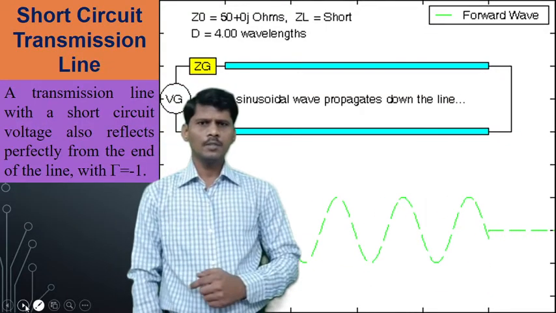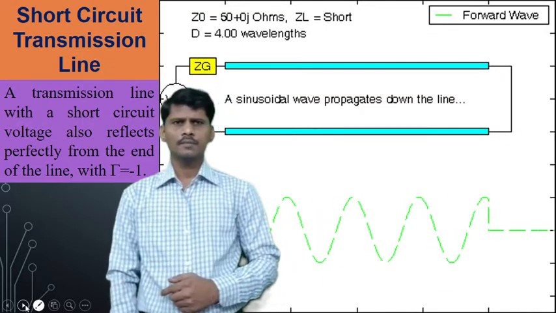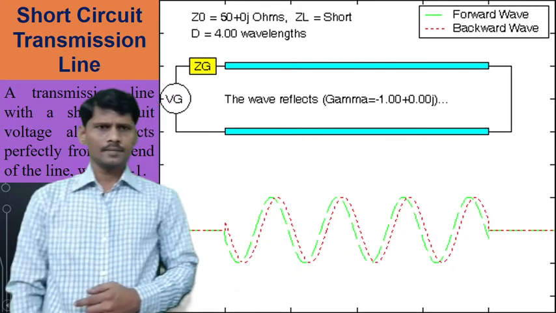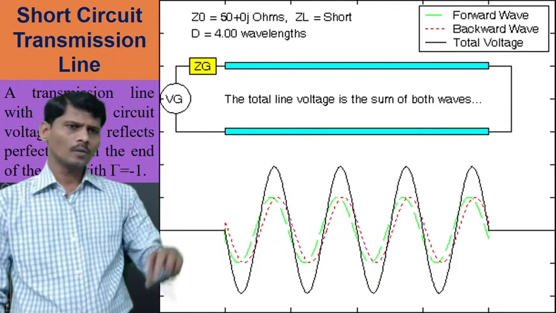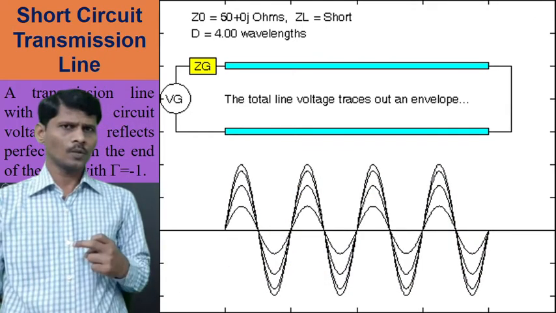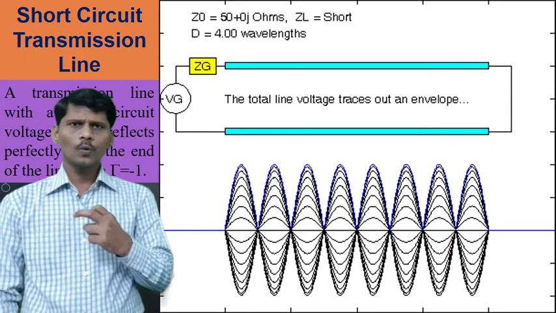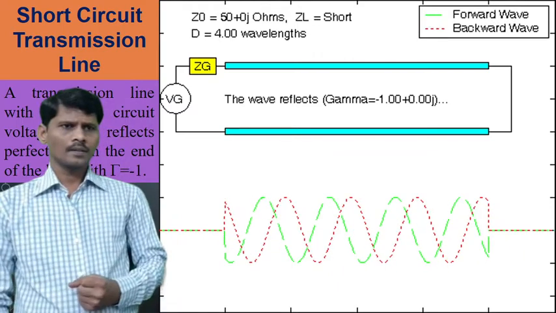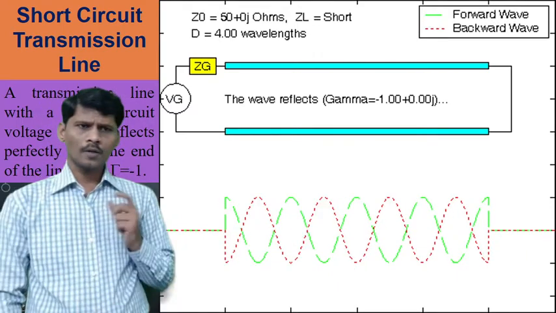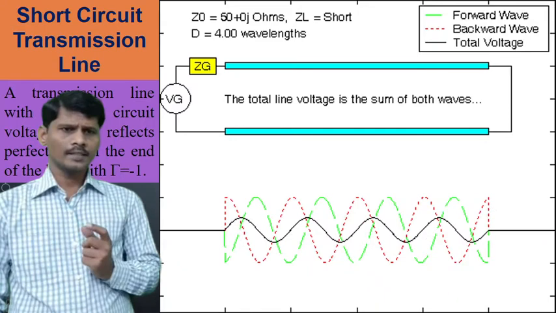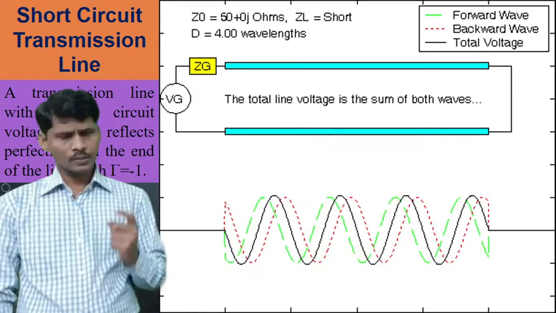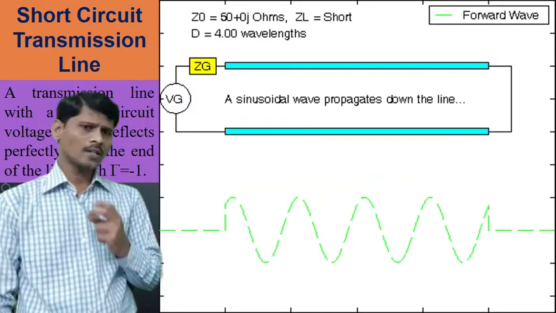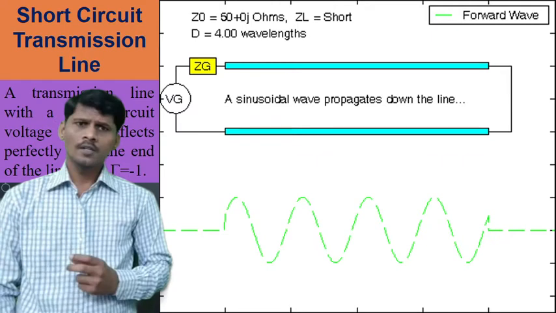And see the animation of a short circuited transmission line. For a short circuited transmission line, the voltage across it is 0, hence the load impedance ZR or ZL is equal to 0. Green color indicates the forward wave, red color indicates the backward wave, and black color indicates the total voltage, the standing wave pattern. What the standing wave patterns are will be discussed later on.